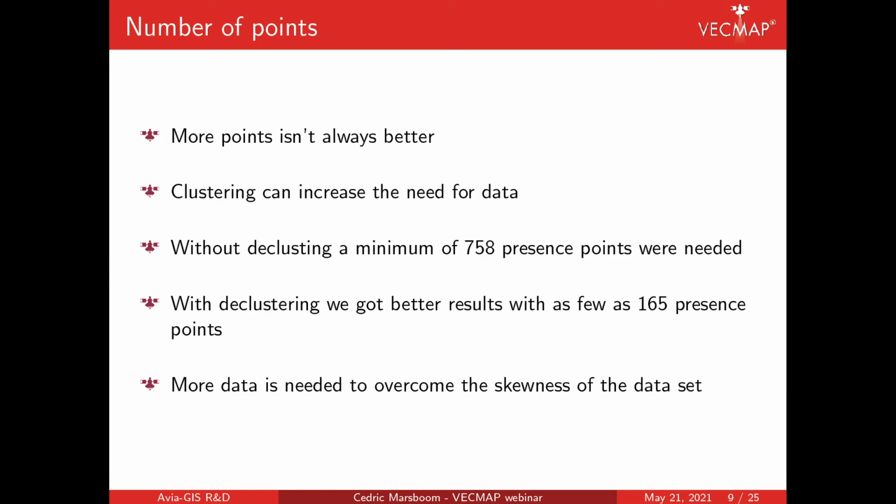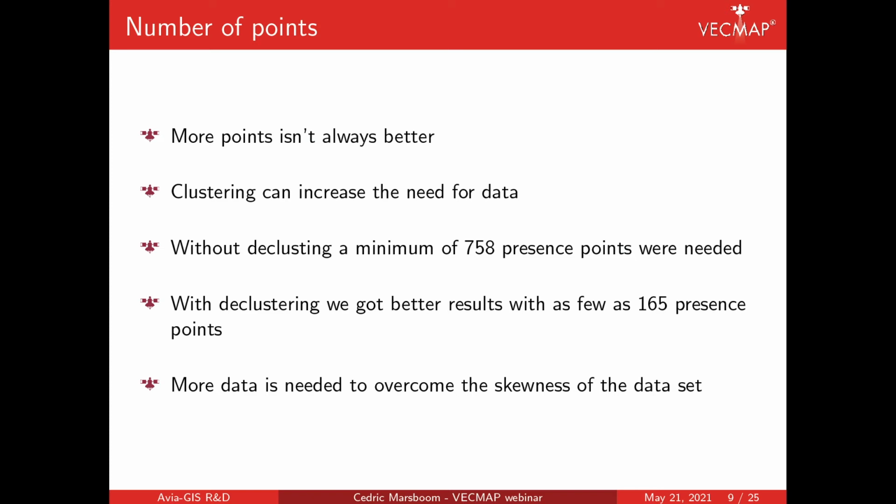So if you would just run the data straight without any declustering, we needed 758 presence points. So the presence points were the limiting factor in this study. So you always look at your smallest class. If you then did the same analysis, but we first did some declustering, we already got better results with as few points as 165 presence points, which is significantly less.